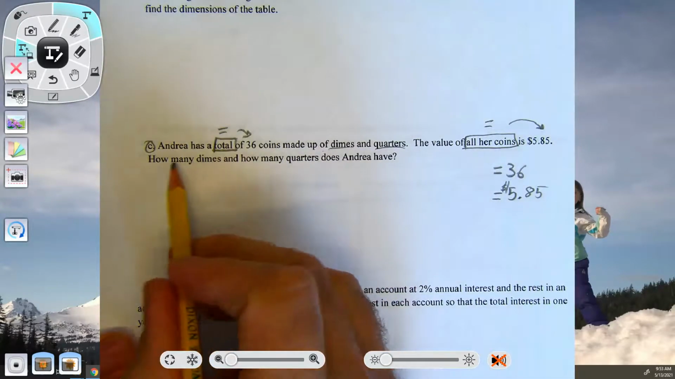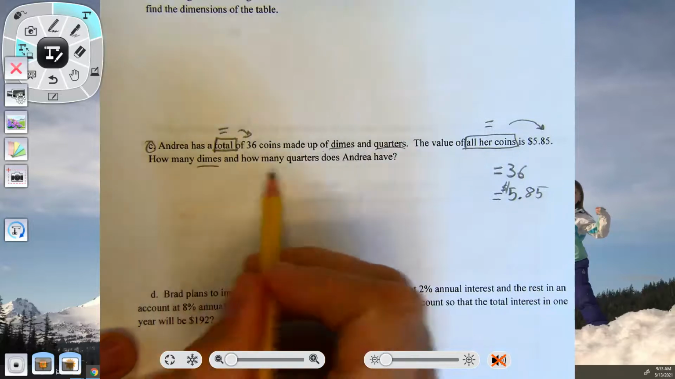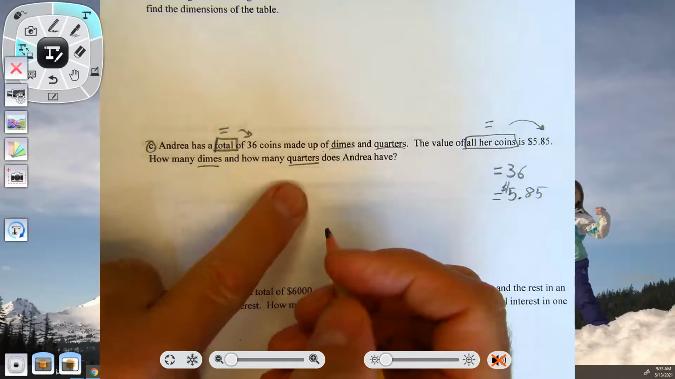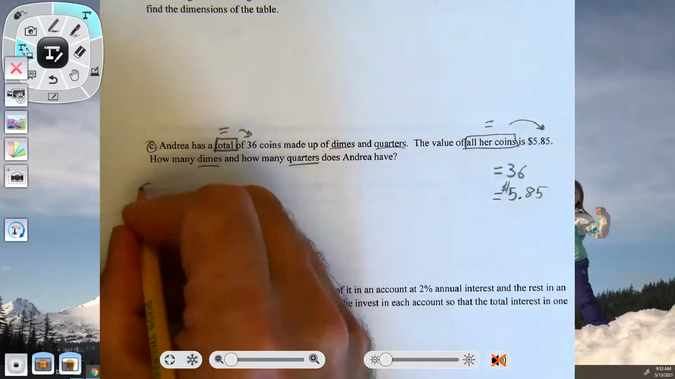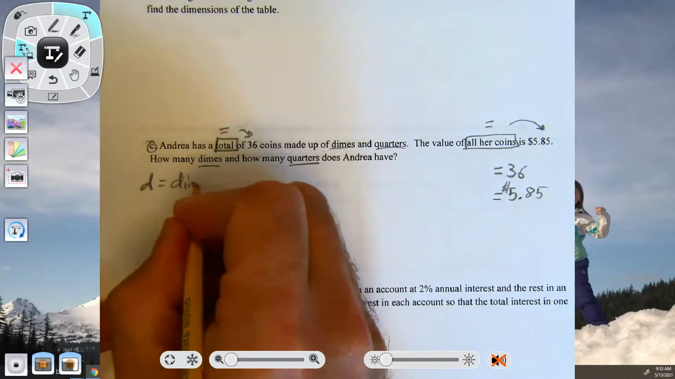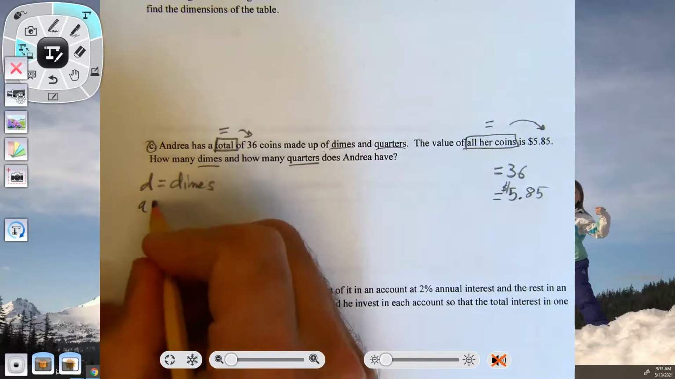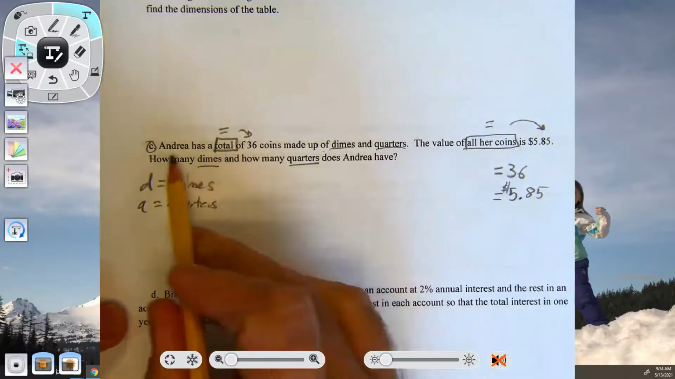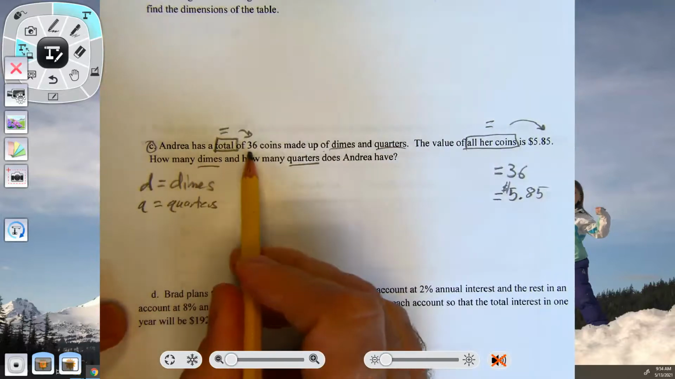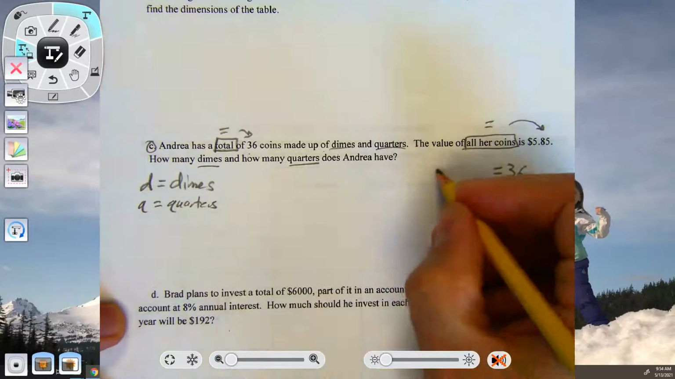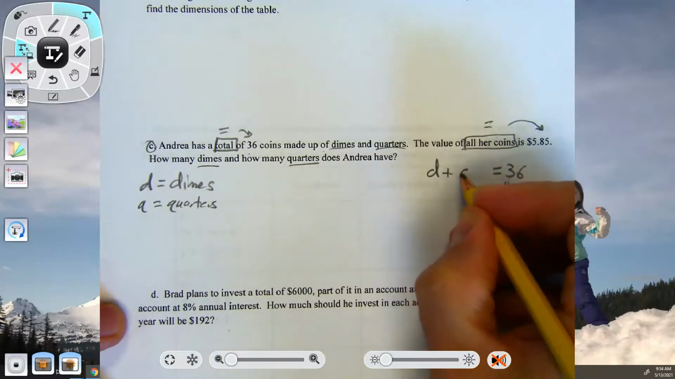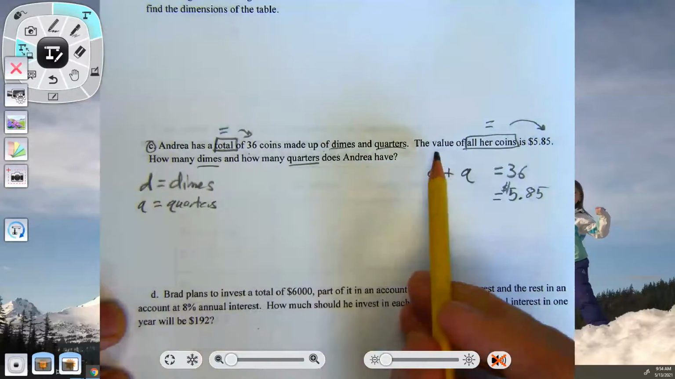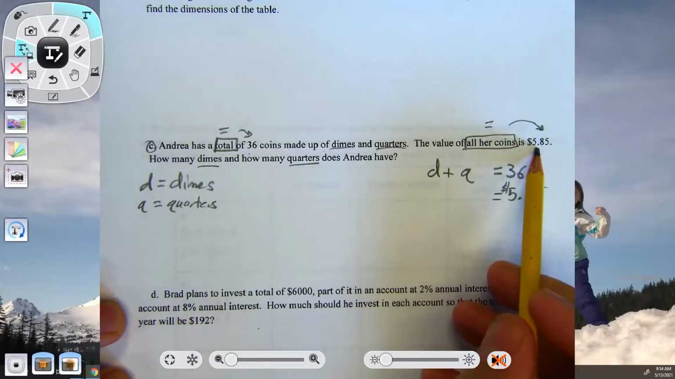So let's take a look at the rest of this. How many dimes and how many quarters does Andrea have? Okay, now I know for sure dimes and quarters are my variables, right? So I'm going to go D equals dimes and Q equals quarters. All right, so the first sentence, total of 36 coins made up of dimes and quarters. So D plus Q equals 36. There's one equation, right? Pretty easy.